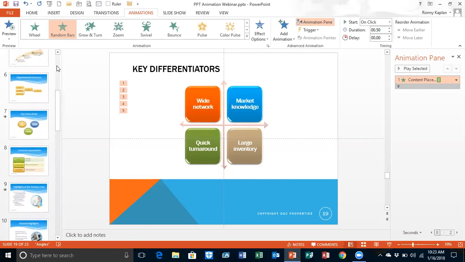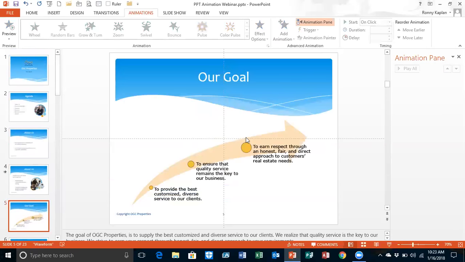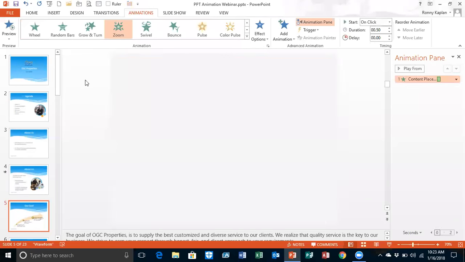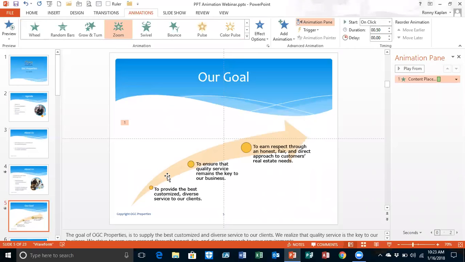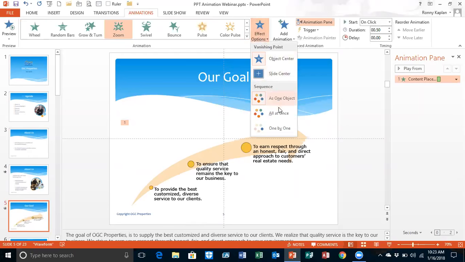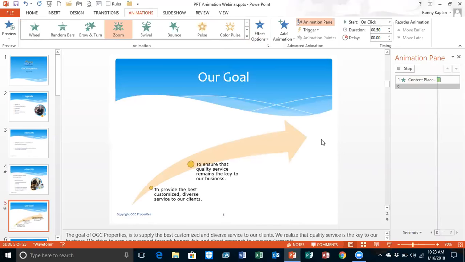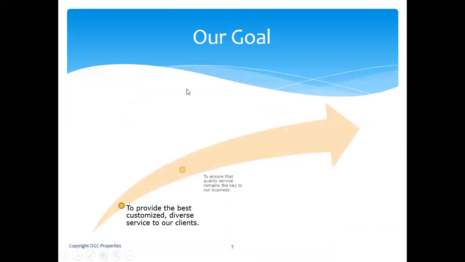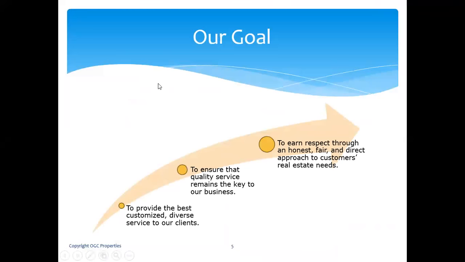Another example of Smart Art, kind of cool, this one, kind of an arrow. And what I can do here is animate this with a zoom, which kind of looks nice. And again, instead of having it all zoom in together, one by one. So again, I can say, here's my goals, and here's the first goal, and then I can discuss that, and then the second, and I'm just clicking, or you could put it on a timer if you want to.